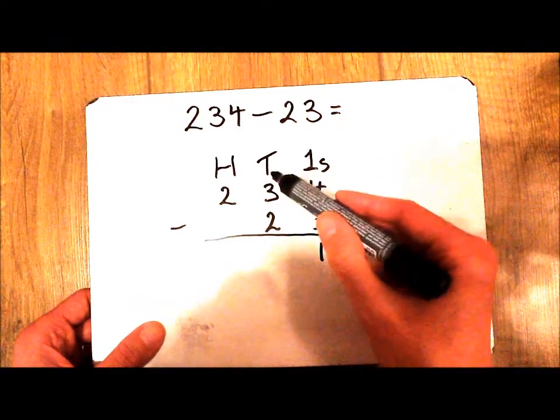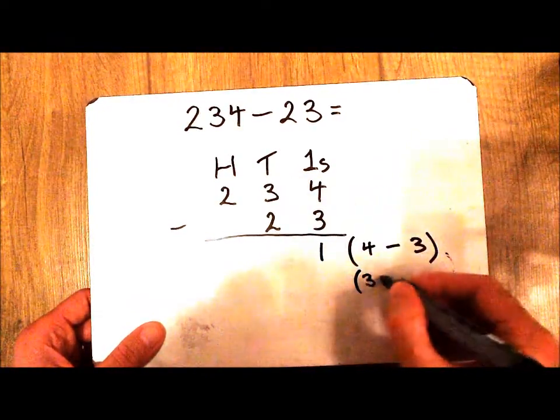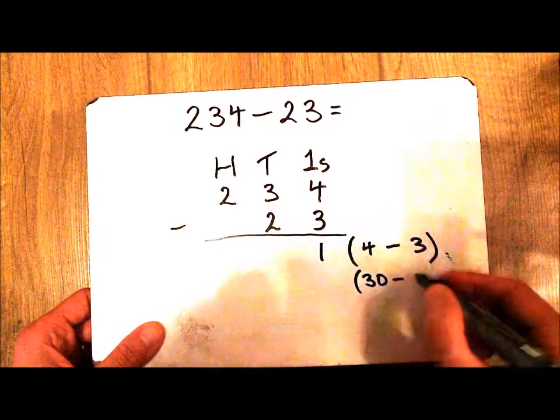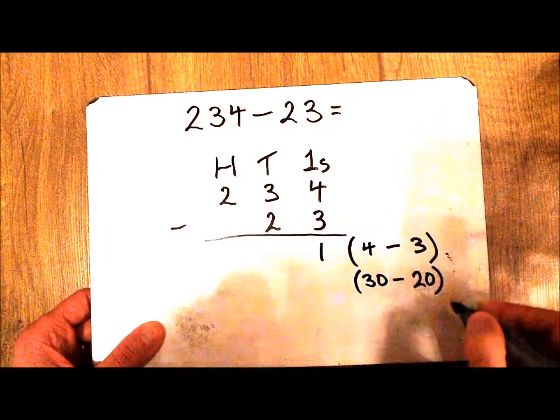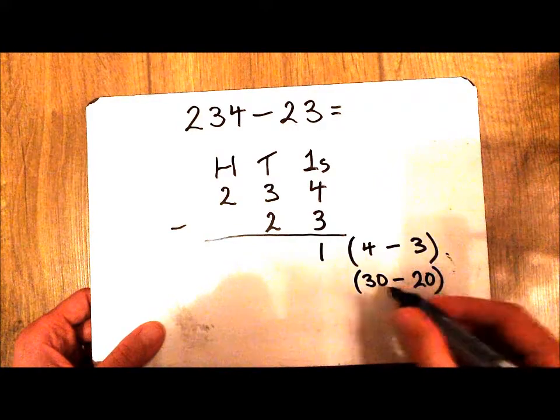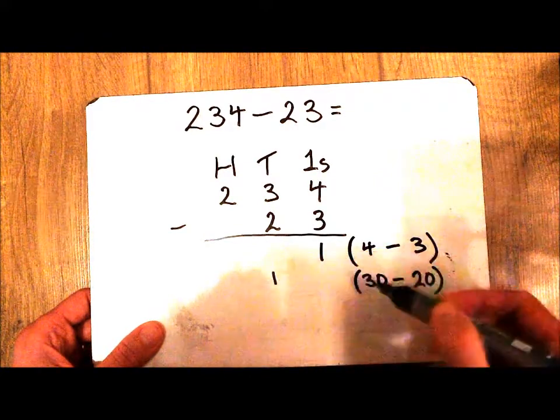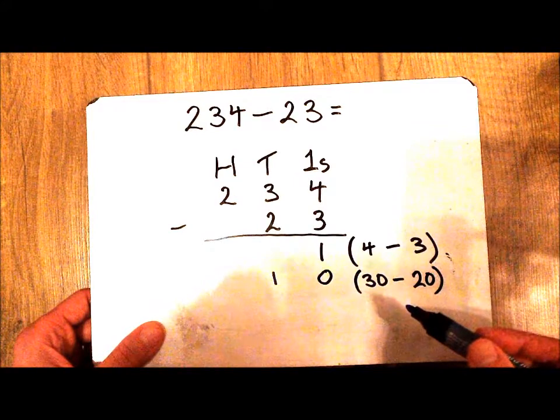Then I'm going to do my tens column. So here I have 3 tens or 30, take away 2 tens, which is 20. So 30 take away 20 leaves me just 1 ten, and I put the answer in the same row.